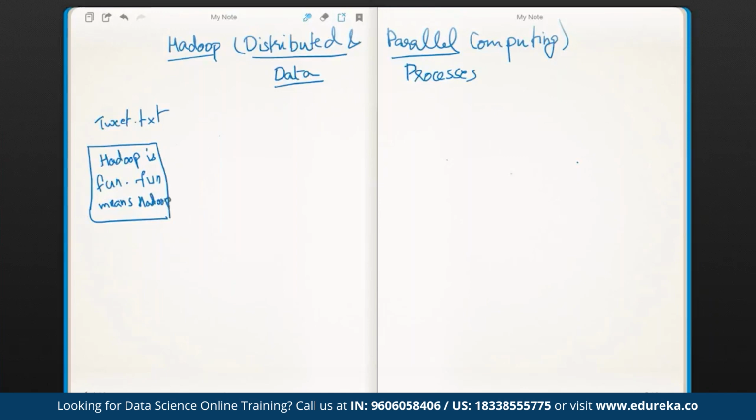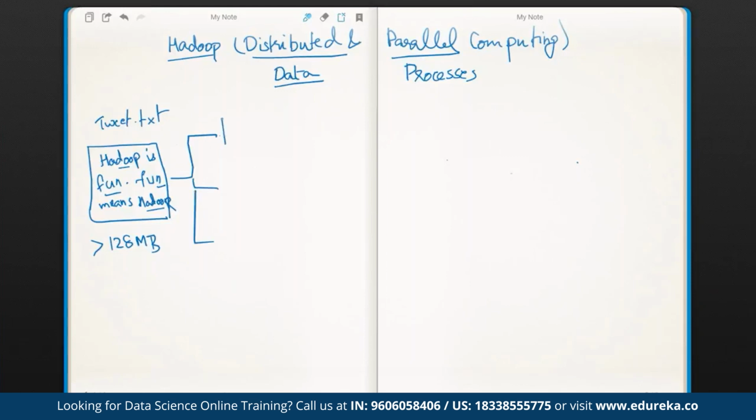So obviously there is some repetition of the words here. The word fun is repeating twice and the word Hadoop is also repeating twice. And then there are words like is and means. Now imagine here that this data is greater than 128 MB. I know this is very small, but for the sake of explanation, let's assume that this is greater than 128 MB and that there are going to be 3 splits of this data, right?